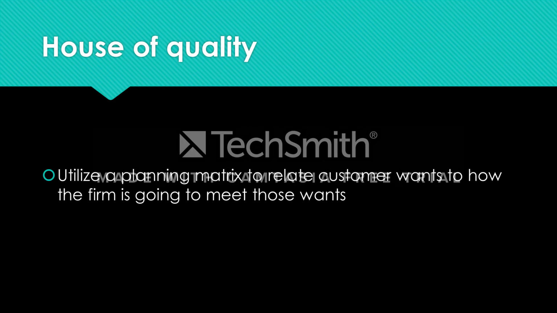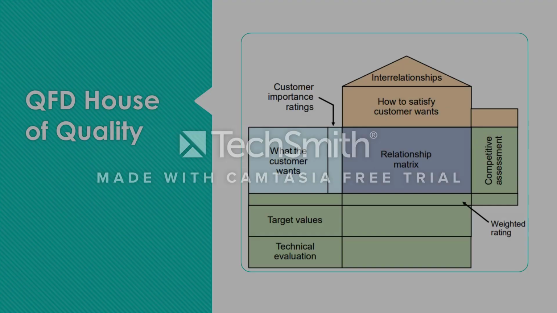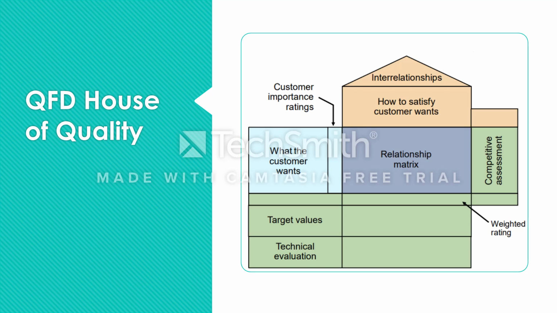House of quality is a part of the quality function deployment process that utilizes a planning matrix to relate customer wants to how the firm is going to meet those wants. Customer information is shown horizontally. Technical information is shown vertically.